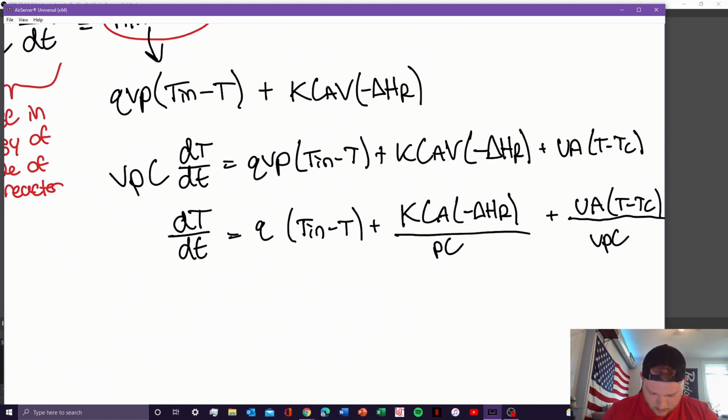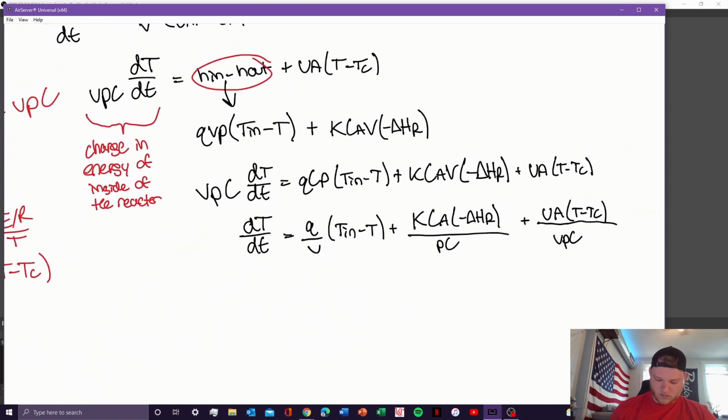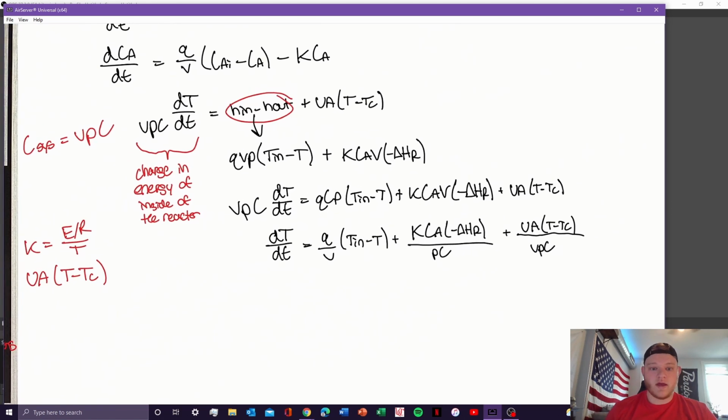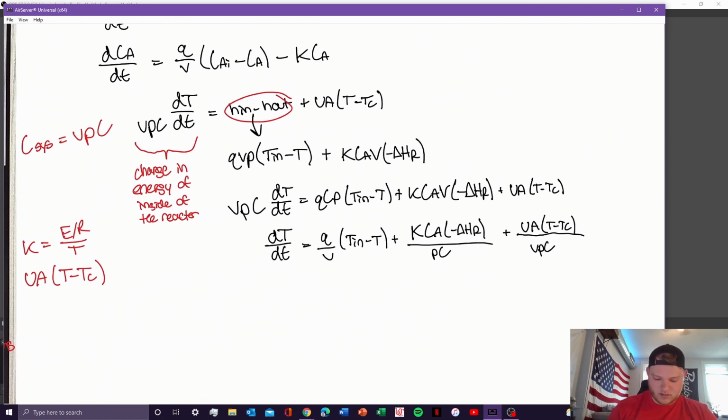Alright. This is not right. This needs to be Q over V, so that means I did this wrong up here. This is this way. There we go. So now we have our two equations to solve for our two variables.